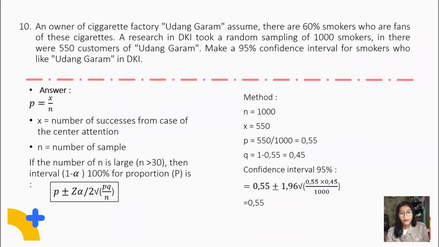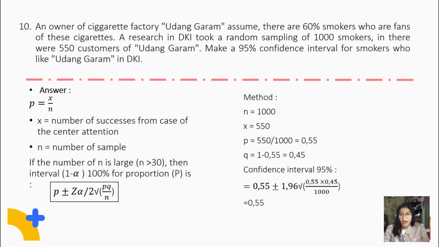0.06482. Number 10. The answer is p is x divided by n, and x is the number of successes, and n is the number of samples. If n is large, n is greater than 30, then the interval, 1 minus alpha times 100%, for a proportion is p plus or minus z alpha over 2 times square root of p q divided by n.